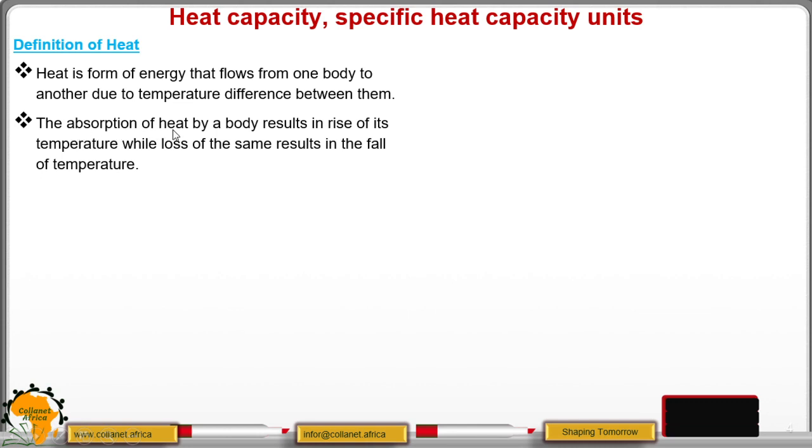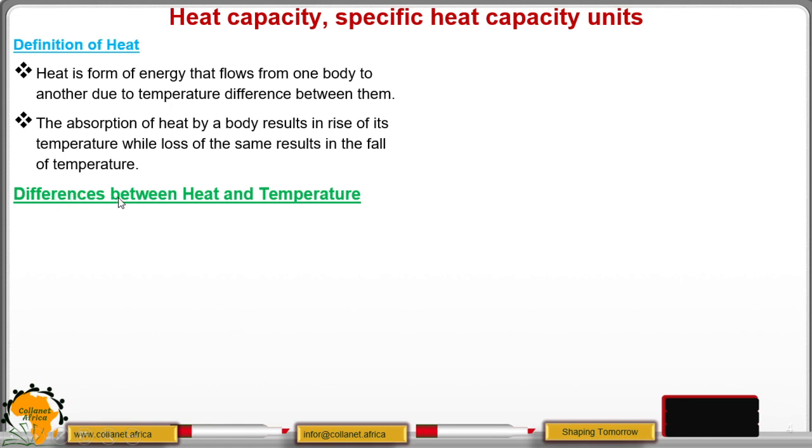Now, when a body absorbs heat, then the temperature of that body rises, while when the body loses heat, the temperature decreases. So the absorption results in a temperature rise, while the loss of heat results in a fall of temperature.